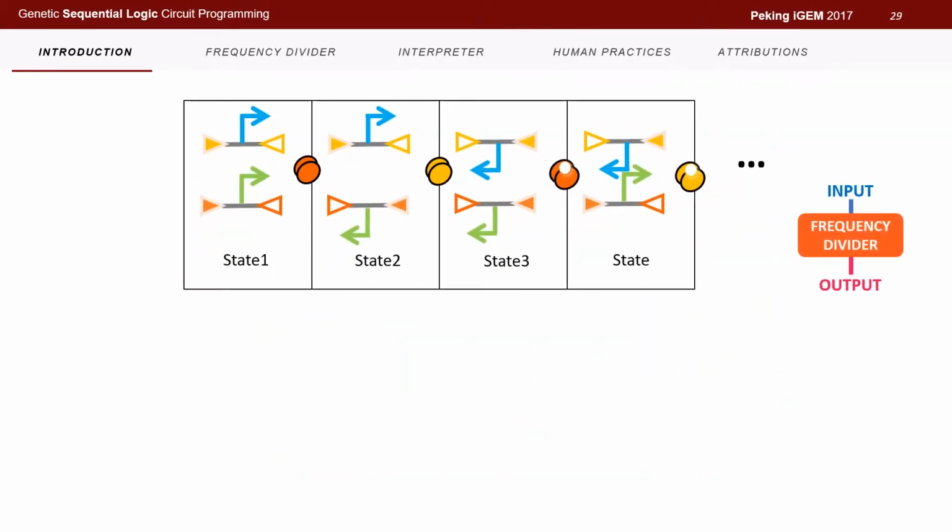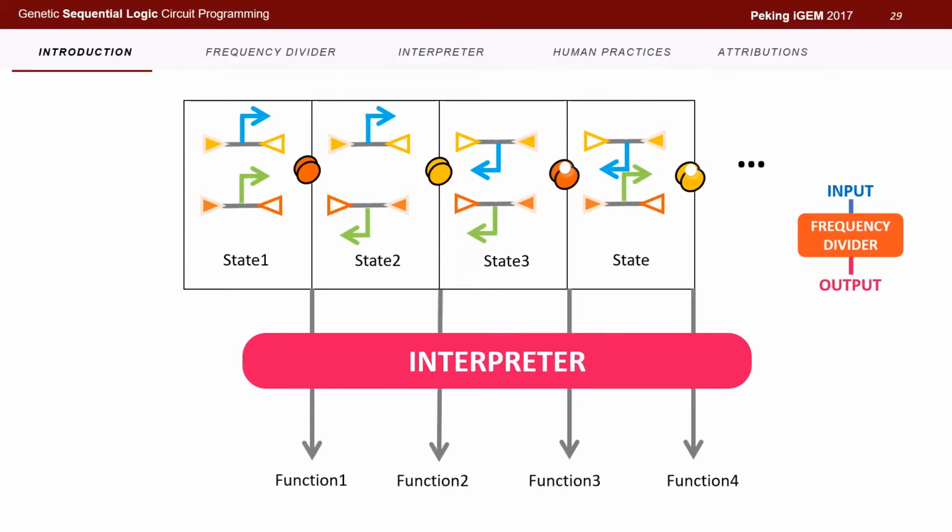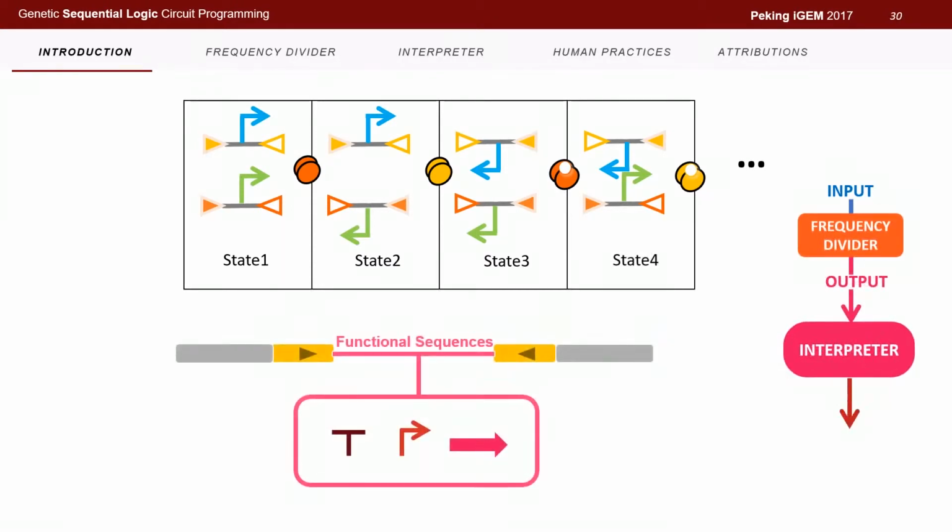Use the interpreter to translate state into function. In our design, the interpreter is a sequence with recombination sites on it. Between the sites are functional sequences such as terminators, promoters, and coding sequences. Flipping them will alter the transcription direction and thus change the output.